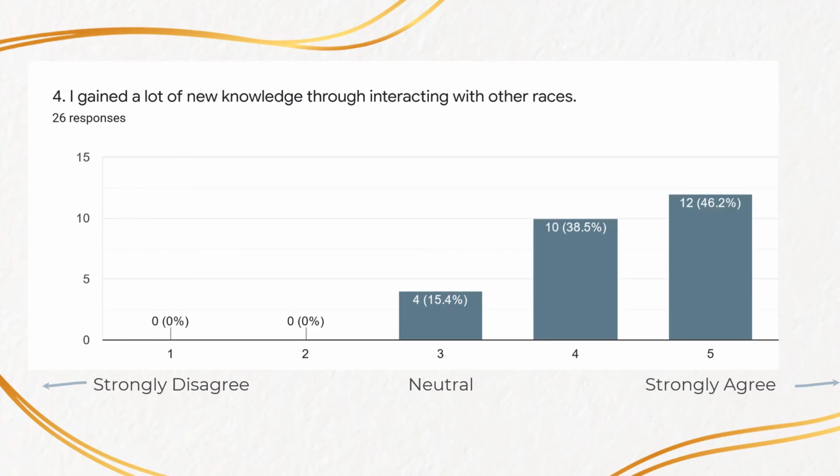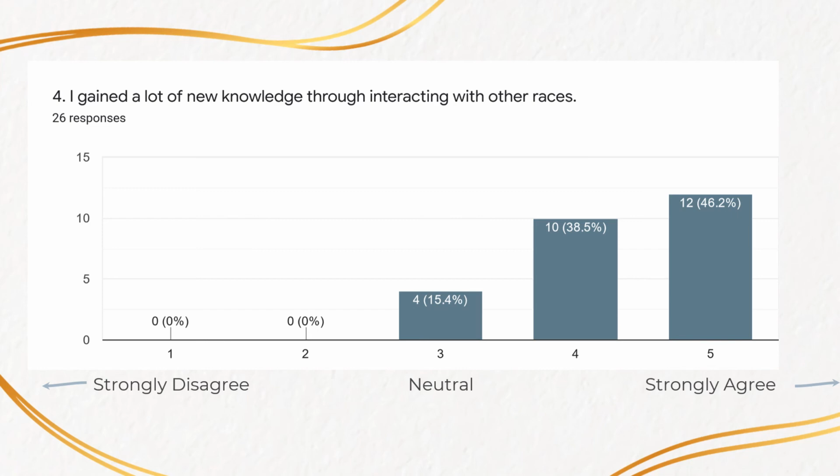For question number 4, we asked our respondents if they are able to gain a lot of new knowledge through interacting with other races. Here, we can see that there are 10 responses in agree and 12 in strongly agree, showing that they do gain a lot of new knowledge through interacting with other races. It could be knowledge in language or culture, and so on and so forth.